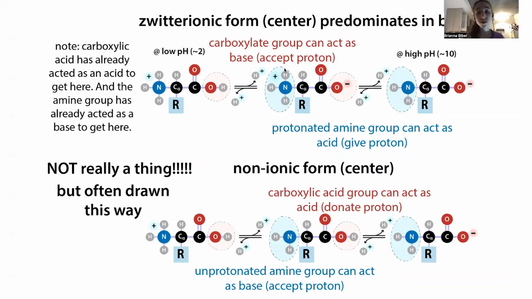And in this form, it's neutral overall, but you have this positive part and a negative part. And so we call molecules like this, where you have a fully positive part and a fully negative part, as opposed to just partial charges like you might see with a polar molecule, zwitterionic, which is a really cool name. But anyways, this is the more realistic form, but it's often drawn like this, emphasizing the carboxylic acid, which is where we get the name amino acid.